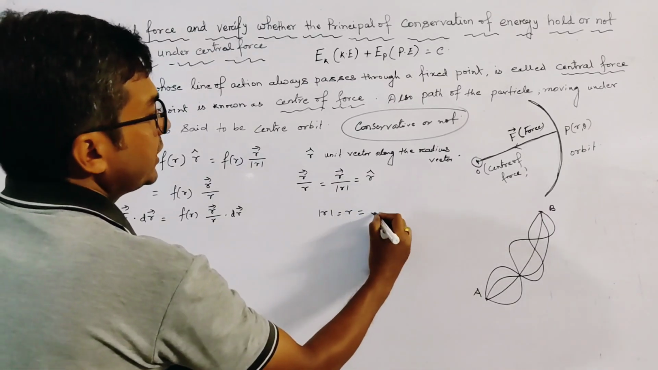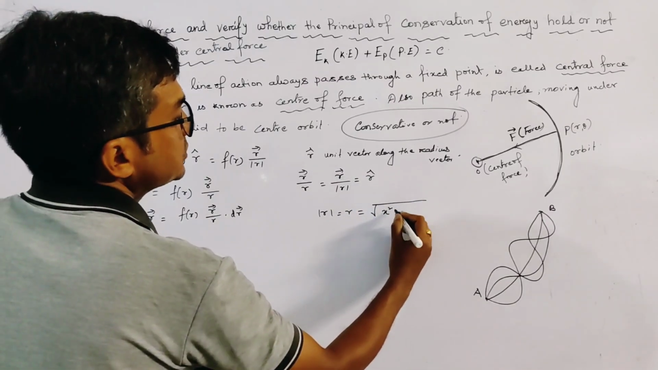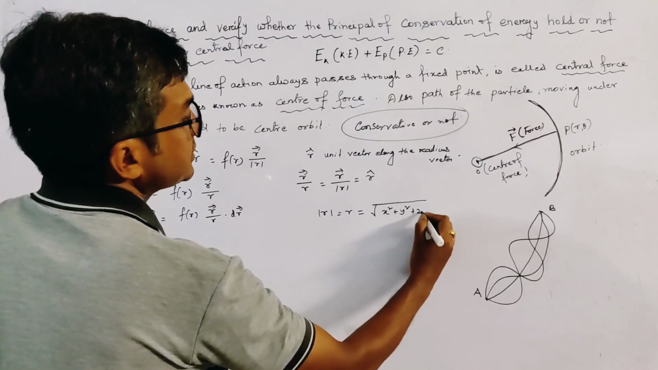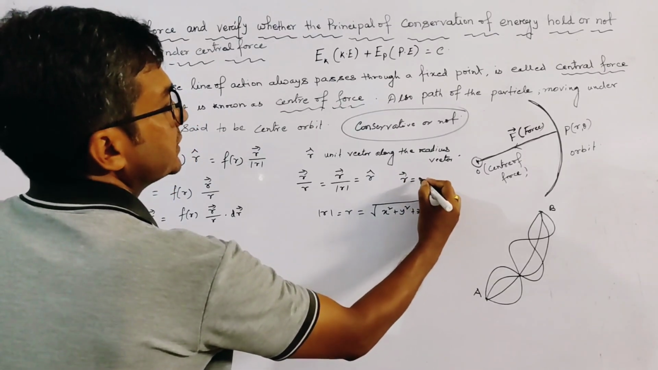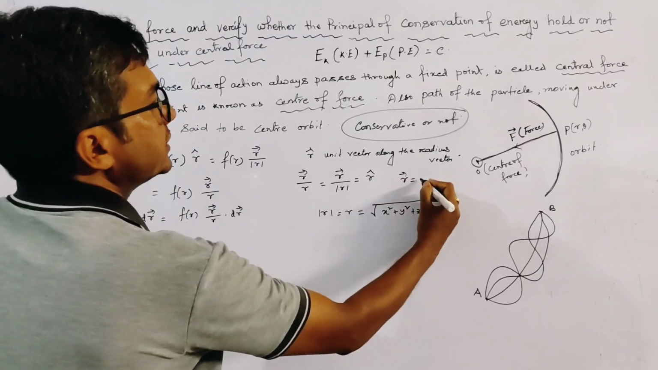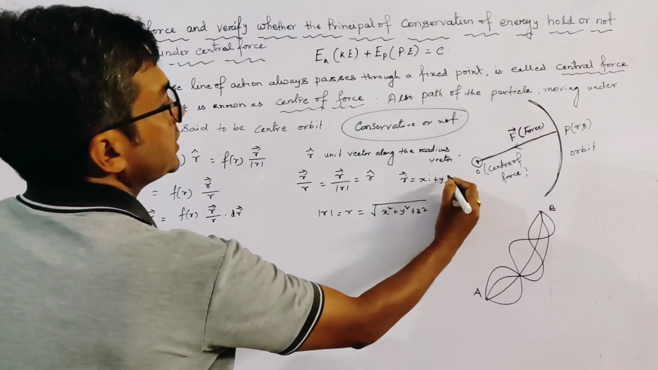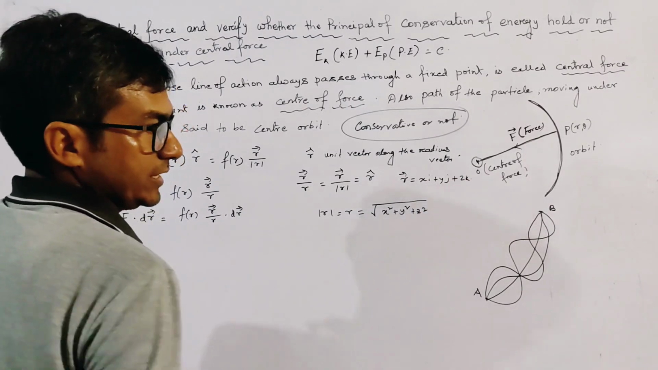We know that this r, that is the mod r, is given by root under x square plus y square plus z square, because the r vector is the position vector of any point. This is x i plus y j plus z k.